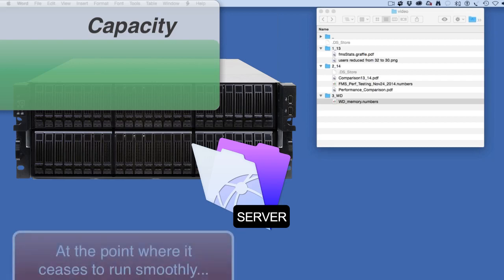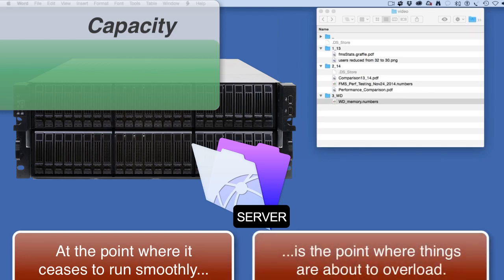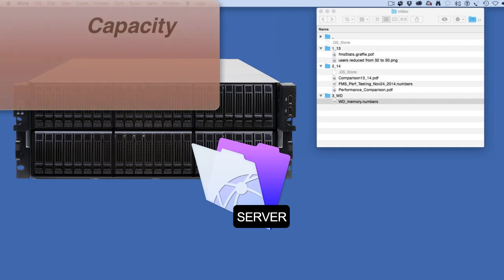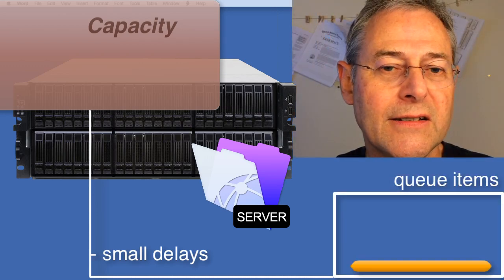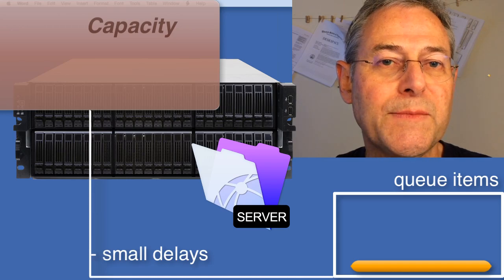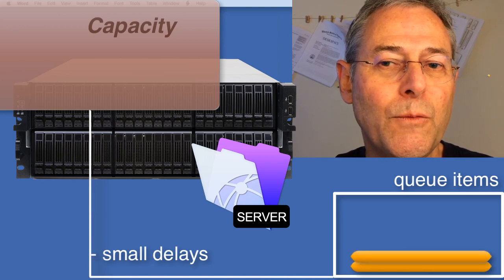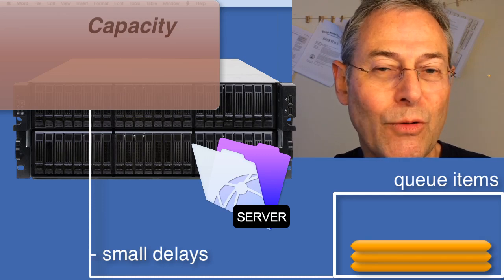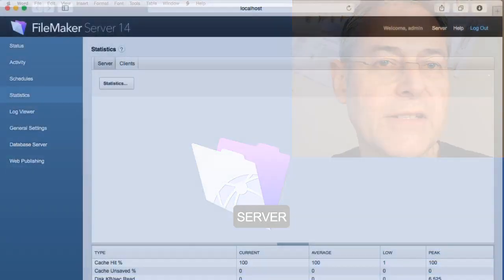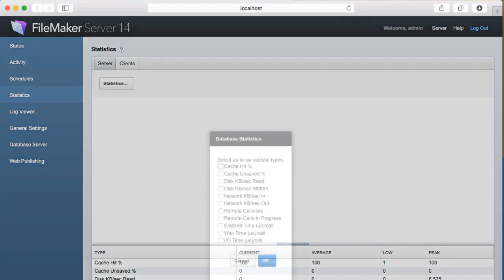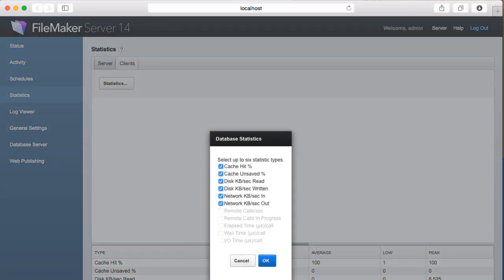The thing to understand is the point at which it ceases to run sweet as a nut is the point at which things start to be slightly more than it can cope with, and in those circumstances small delays start occurring in that the server has to start queuing things up slightly. But the moment it starts doing that, the delay that's being brought into the equation will increase exponentially, or if not exponentially, extremely rapidly. So that when you look at the FileMaker Server statistics, you want to see most of them running right along the bottom of the graph.